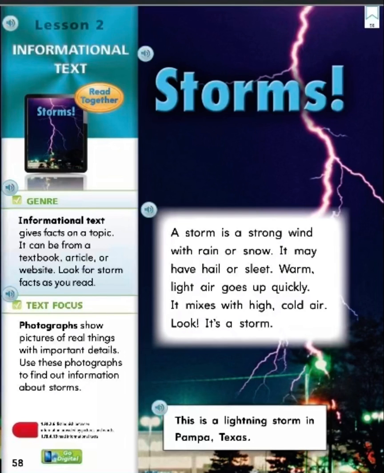Genre. Informational text gives facts on a topic. It can be from a textbook, article, or website. Look for storm facts as you read. Storms. A storm is a strong wind with rain or snow. It may have hail or sleet. Warm, light air goes up quickly. It mixes with high, cold air. Look, it's a storm. This is a lightning storm in Pampa, Texas.